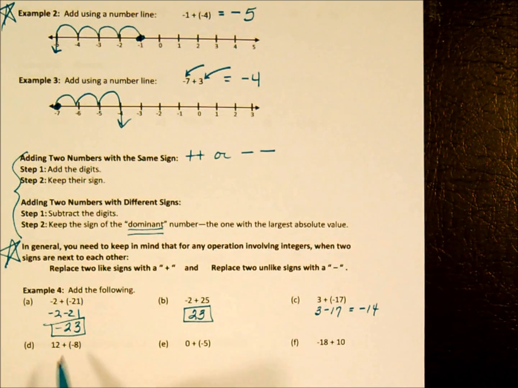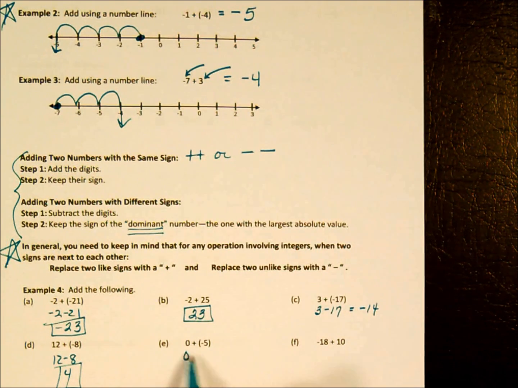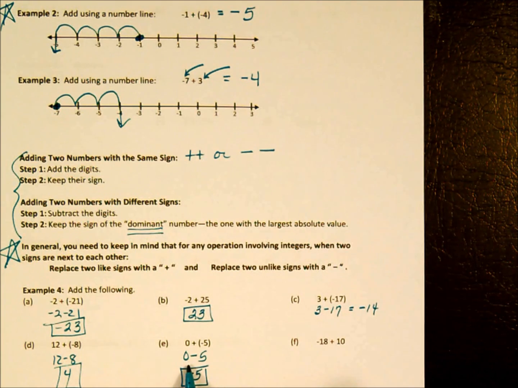Again, we have double signs, plus minus. It's the same as 12 minus. A plus minus makes a minus, which is just 4. Here I have double signs, so it's just 0 minus 5, which is just -5. I start at 0, go down 5, and I end up at -5.